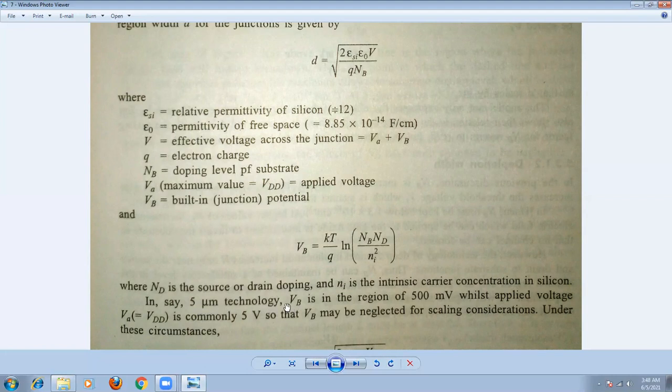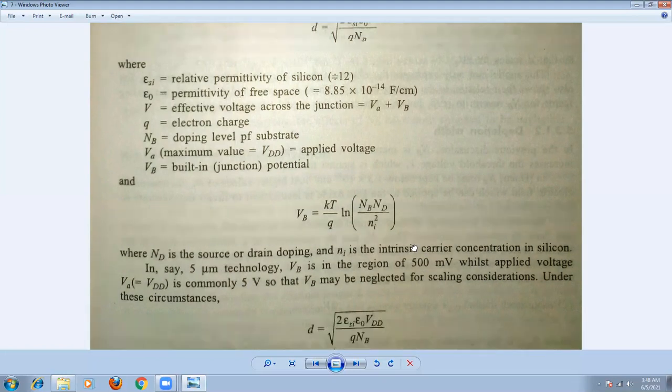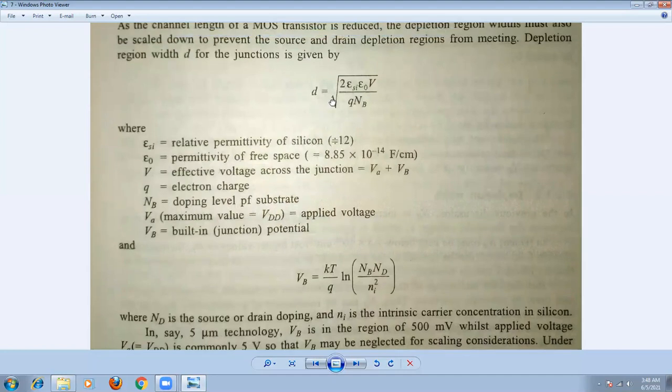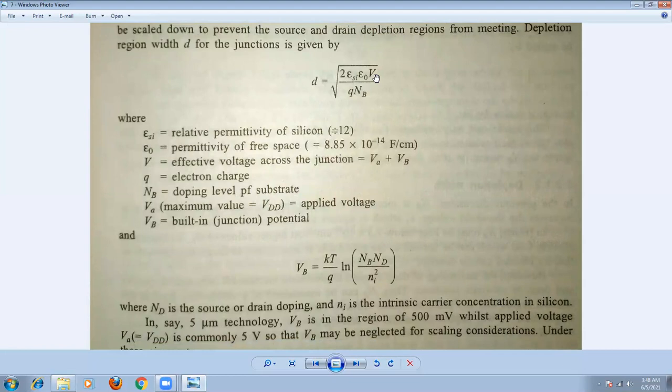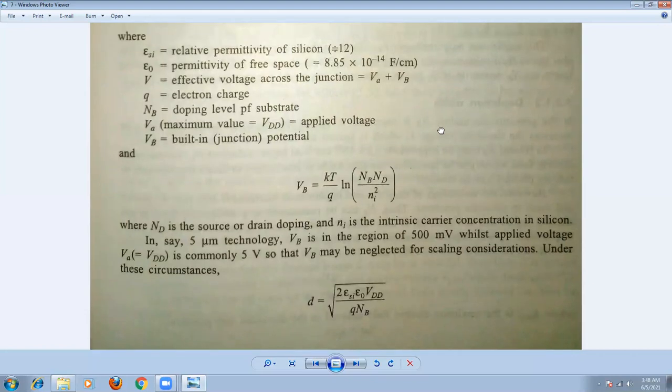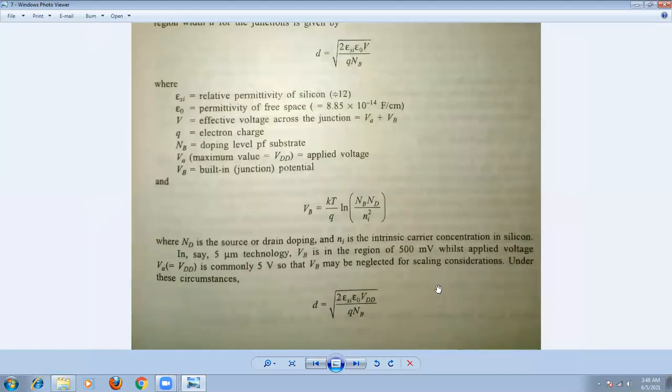In the case of 5 micrometer technology, already we discussed, the built-in potential is 500 millivolts, approximately 600 millivolts, when VDD is 5 volts. Here Vb is neglected for scaling consideration because VDD is a much higher value compared to 500 millivolts. So under this condition, we can replace V in this equation: the depletion width is equal to the square root of 2 epsilon Si epsilon naught V, and V can be replaced by VDD because V is VA plus VB, VA is VDD, and VB can be neglected. So we have VDD divided by Q into Nb, the bulk material doping. This is the formula, right?